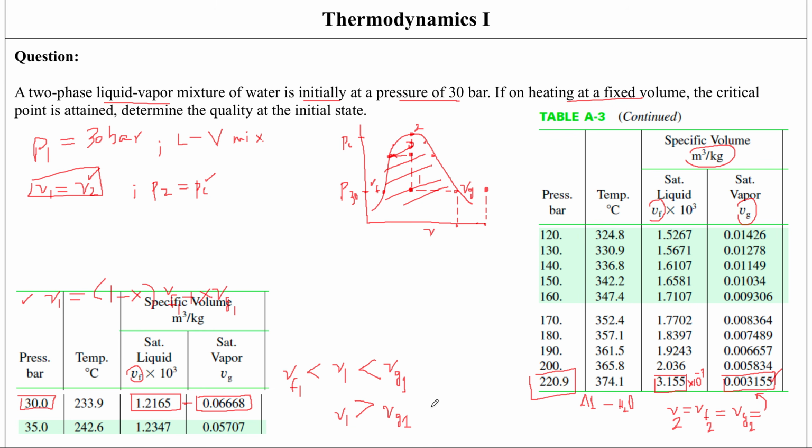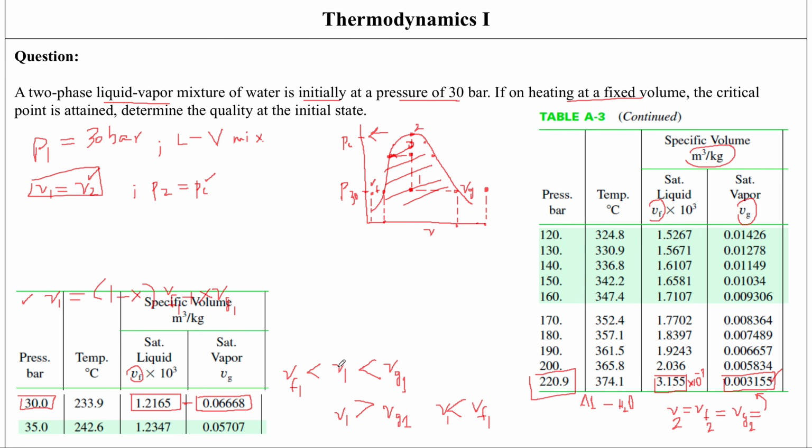If V1 was less than Vf at state 1, then because the value of Vf is here, V1 would be on the left side of this curve because it's less than Vf. So then I would be in this region, which is the compressed liquid region. Then I would have to look at the compressed liquid table.